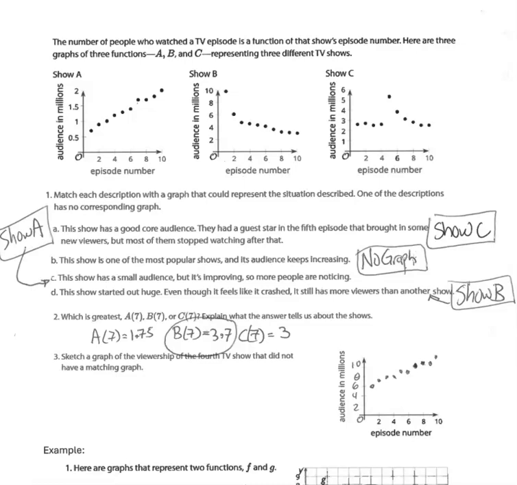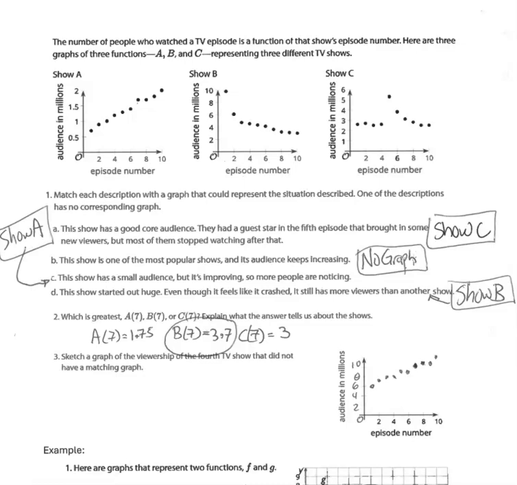The next one says the show is one of the most popular shows, and its audience keeps increasing. I originally thought that was A, but then I saw that it was going from 0 to 2, so it wasn't super popular at first. The next one, this show has a small audience, but it is improving. That one was truly A. You can see it starts out low, but it's increasing.